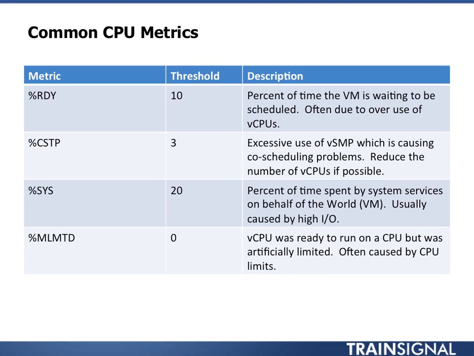And then the last one, %MLMTD. vCPU is ready to run on CPU, but was artificially limited. Basically, you've got a CPU limit. So I really want to see this at 0. I won't say I'm not a big fan of CPU limits. Just use them sparingly. And if you see this above 0, it usually means that you've got a limit that you may have forgotten about or someone else set. So take a look and dig into that.